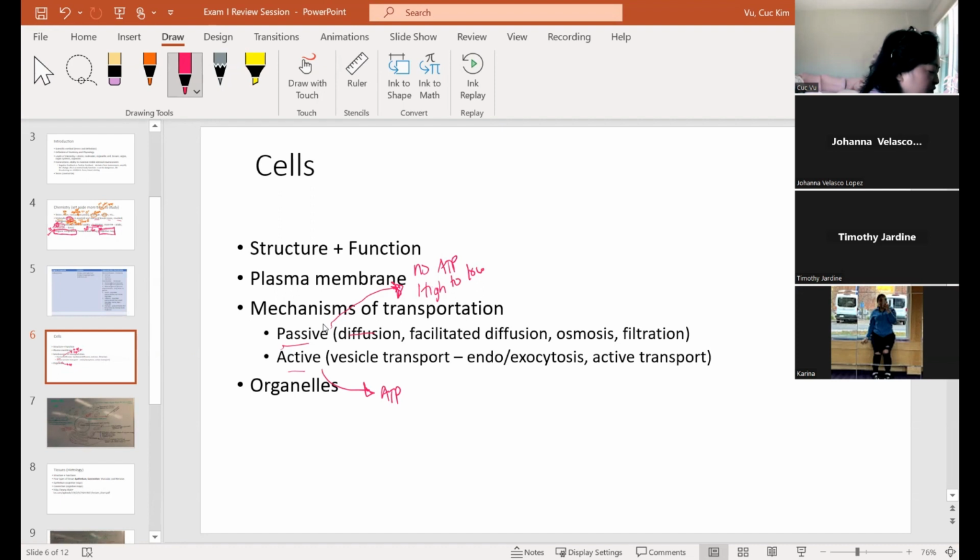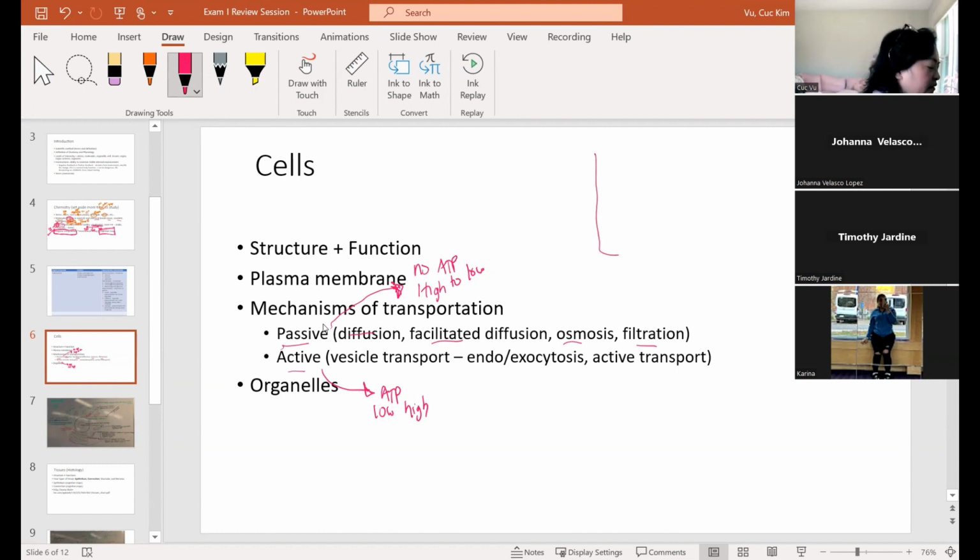So all of these, diffusion, facilitated diffusion, osmosis, filtration, what do they all have in common? They go from high to low. They don't use ATP. What does active have in common? They use ATP and they're always going to go from low to high. Okay, so let's do some examples.